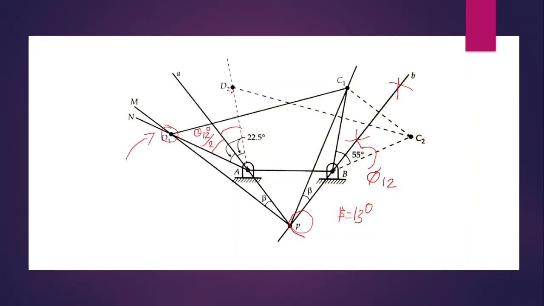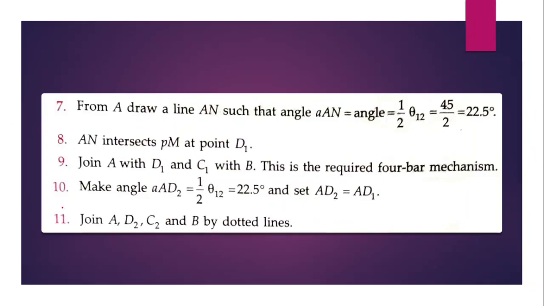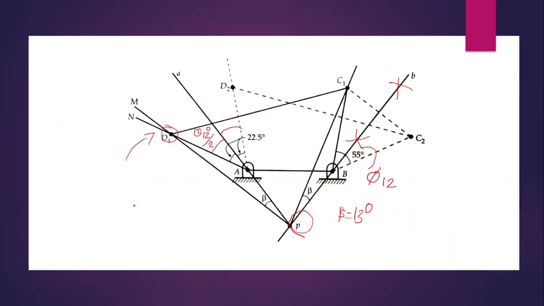Then connect A, D2, C2, B. That is the second position of the given or derived 4-bar mechanism, the second position of the newly created 4-bar mechanism. Join A, D2, C2 and B by dotted lines. And then this is the final answer.